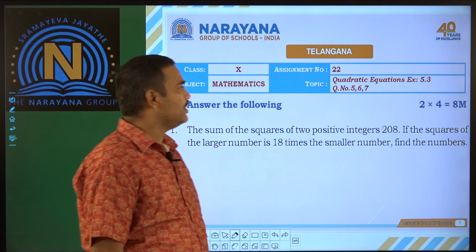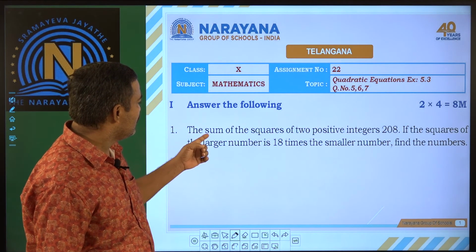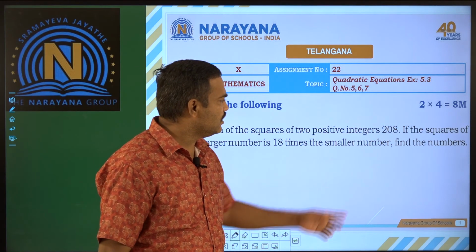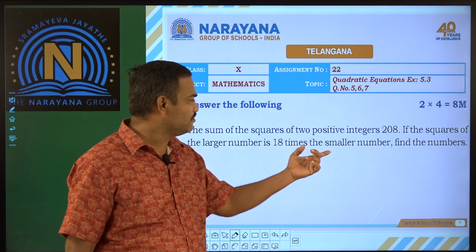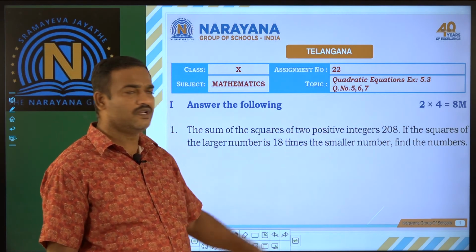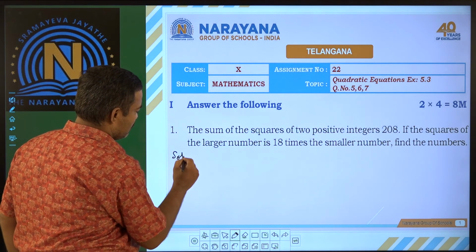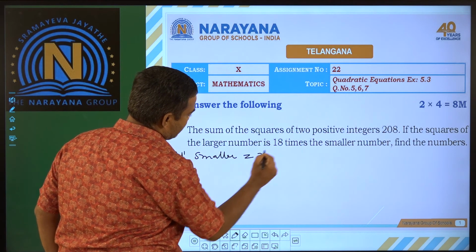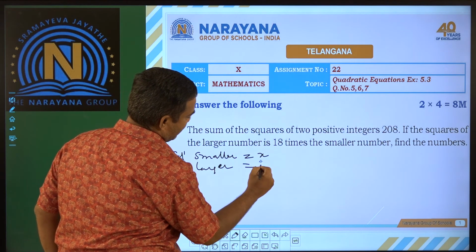In that, 5 exercise 5, 6, 7 problems. In that, the sum of the squares of two positive integers is 208. If the square of the larger is 18 times the smaller one, find the numbers. We don't know the smaller one, so that is x. The larger one is y. The smaller number is x and the larger number is y, I am taking.